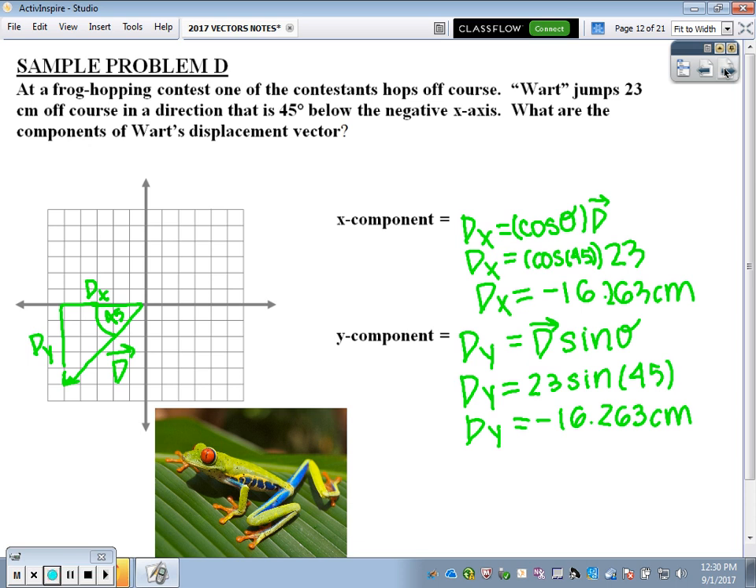Okay, any questions on calculating vector components? Think you can do more? Good. That's what our practice is going to be for next class.